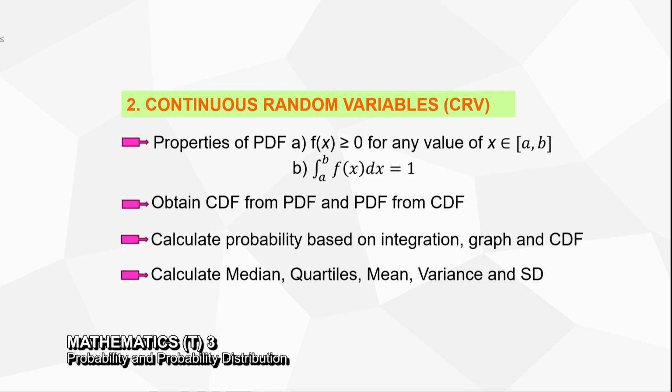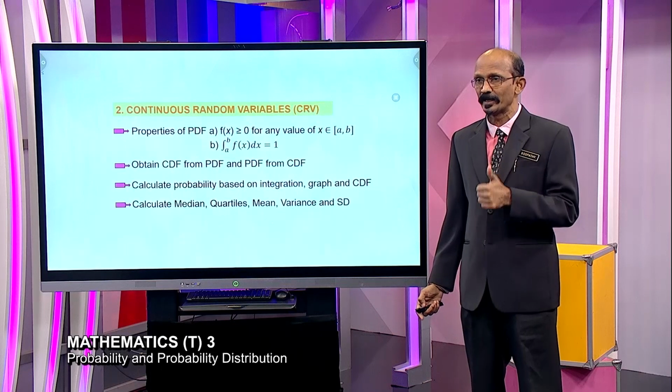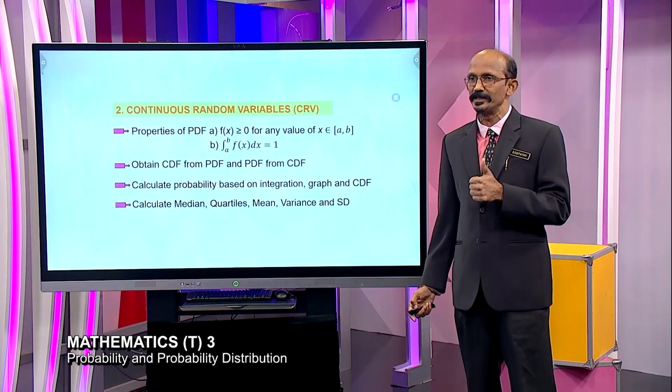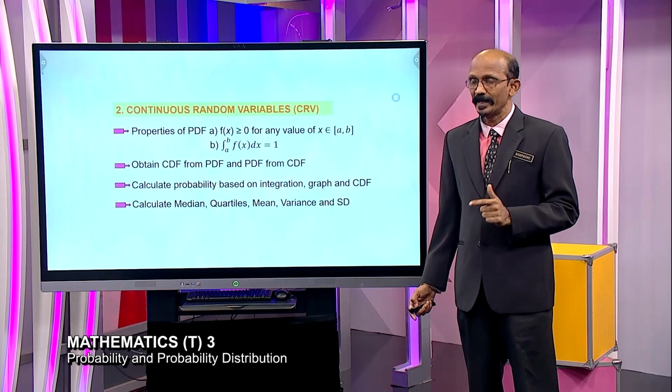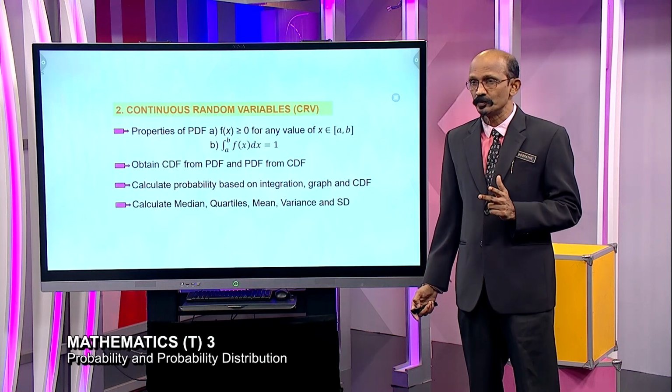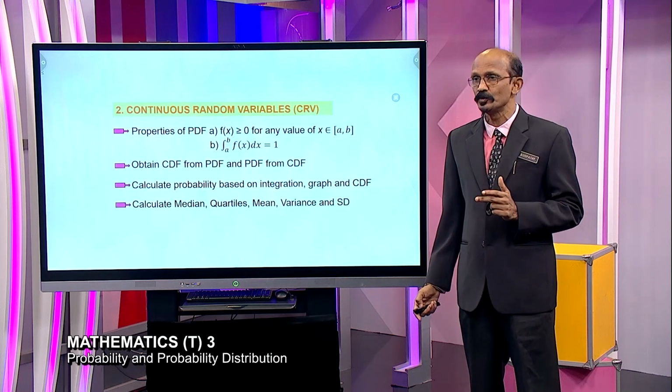And then the next one, you should be able to calculate median, quartile, mean, variance, and SD. Here we have 4 steps. First, you have to define the formula correctly with the correct limits of integration. Second, you must do your integration properly. And then next, you substitute your values.